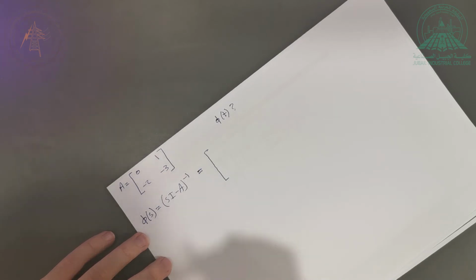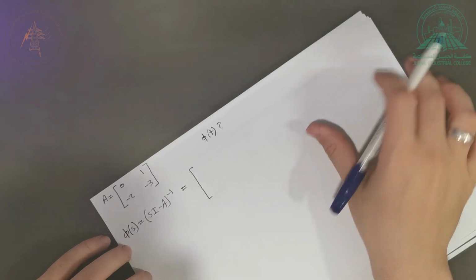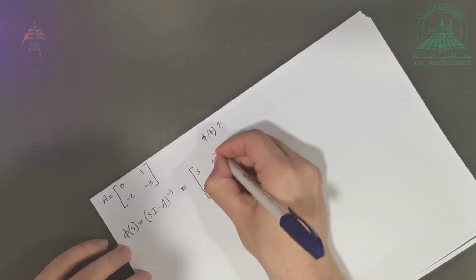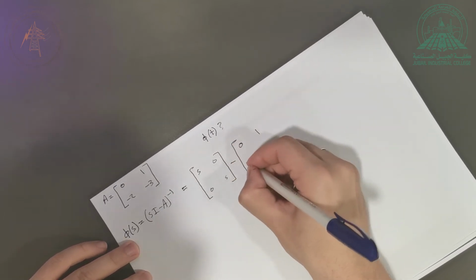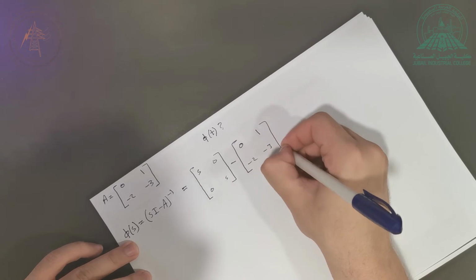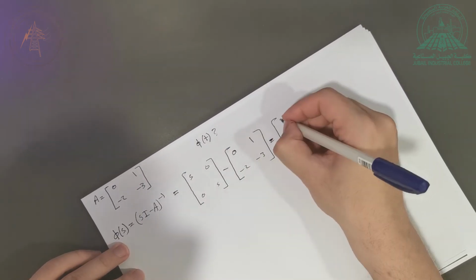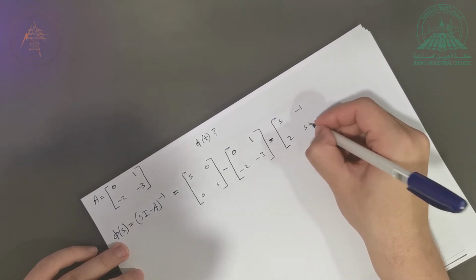You can do it in one go. I'll just do it step by step here, but you can do it in one go. Look here, I can say this is si, so this is si minus A. What is the value of A? It is 0, 1, minus 2, minus 3. So this minus that, what does it give me? It gives me s, minus 1, 2, s plus 3.